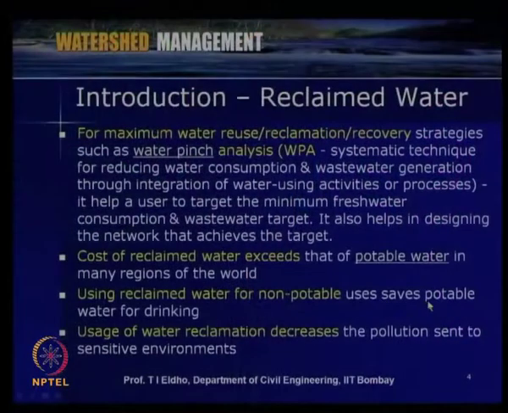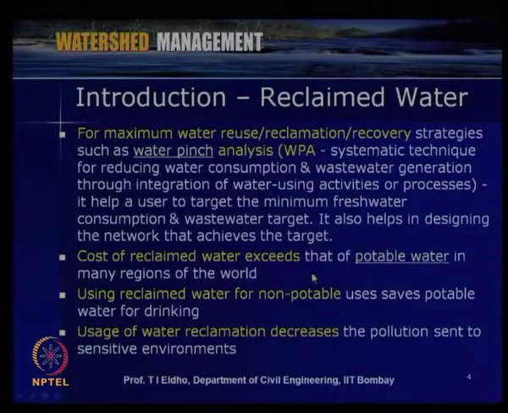So, when we use the reclaimed water for non-potable uses, say industrial or domestic purposes or agricultural purposes, we can save the potable water for drinking. The potable water which we are using for other purposes can be reduced by using the reclaimed water.